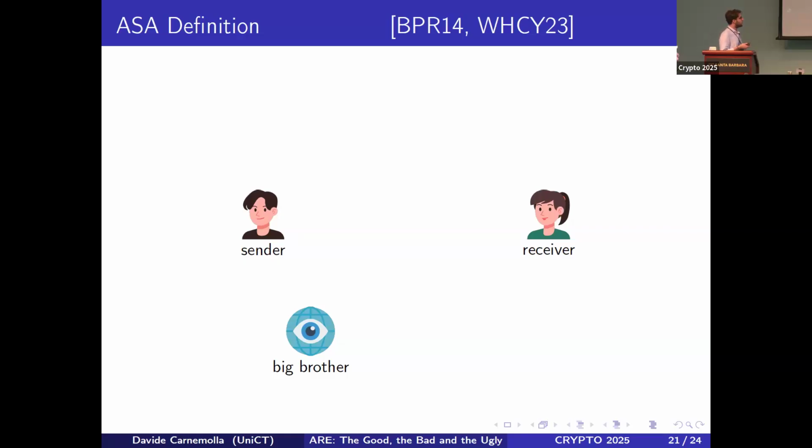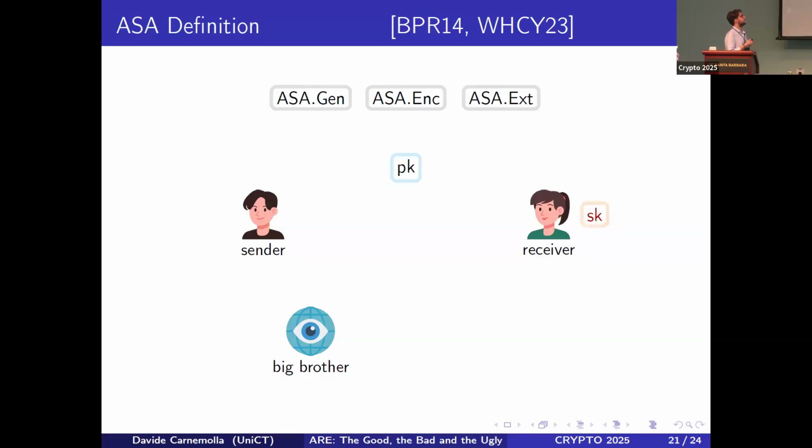And this Big Brother can be seen as a messaging application provider or a library provider. And the goal of the Big Brother is to steal information about the communication, but without being detected. So it is a three-algorithm scheme.